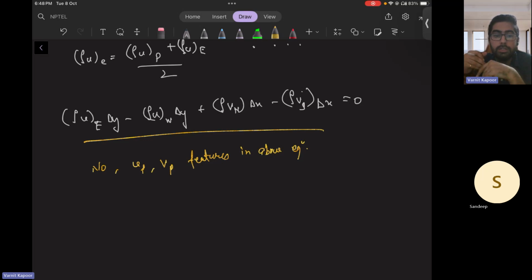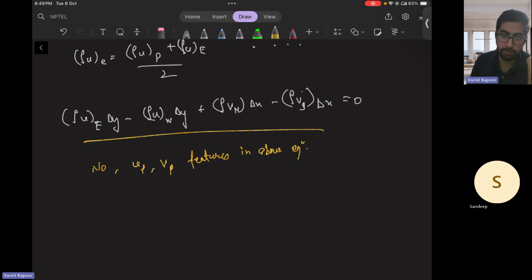So this kind of equation, because u_P and v_P do not feature in it, can actually support a checkerboard kind of velocity pattern. For example, if u_e and u_w are of the same value, however they are different from the value of u_P, or u_e equal to u_w but not equal to u_P, similarly v_n and v_s but not equal to v_P, then this equation can still be satisfied, although there are oscillations in the velocity field, which will still give you a conserved continuity equation.